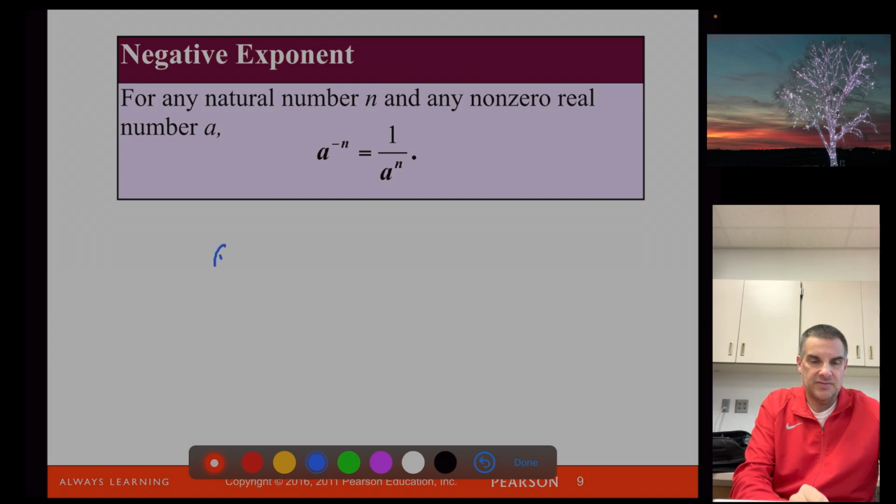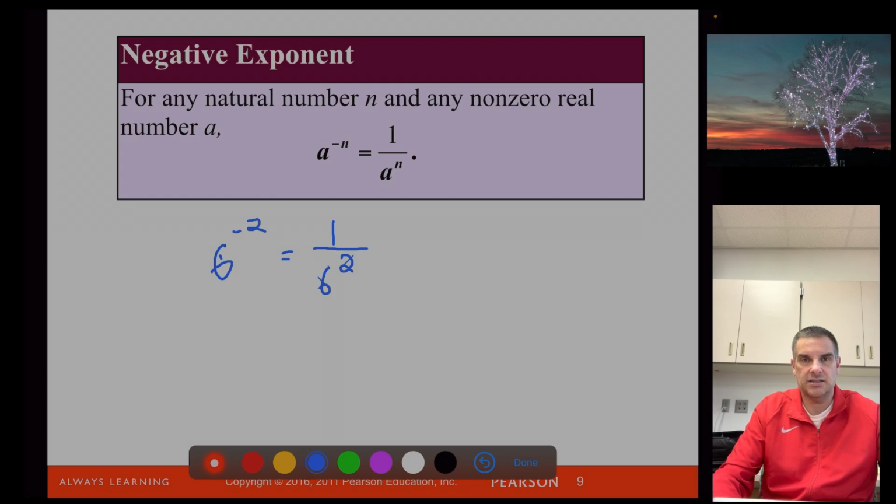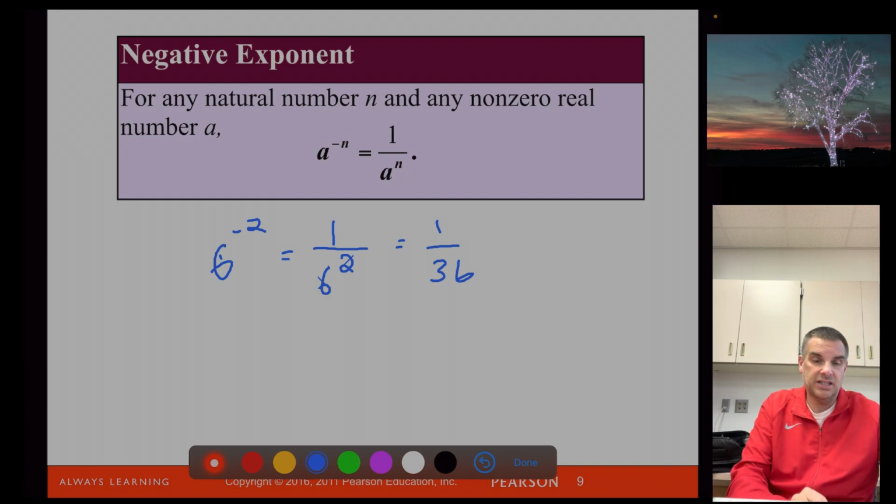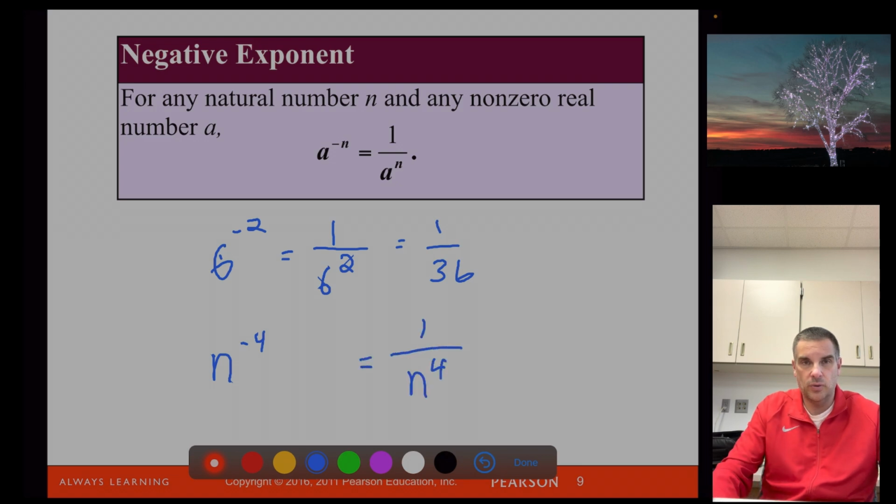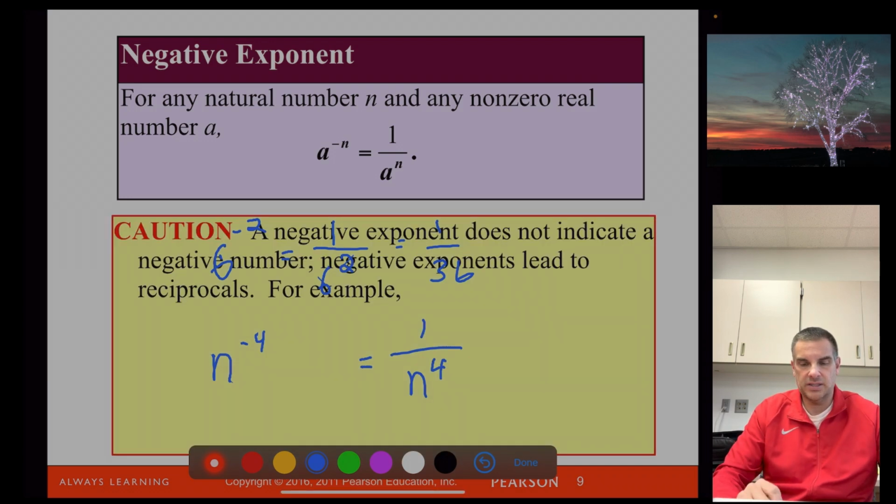So if I have 6 to the negative second power, this is equivalent to 1 over 6 to the second. Those two things are equivalent to each other. They're exactly the same thing. You could say then, well, I guess that's 1 over 36, which it is, because 6 squared is 36. But anything to the negative power, so n to the negative fourth, is going to be 1 over n to the fourth, and so on and so forth when we're talking about negative exponents.